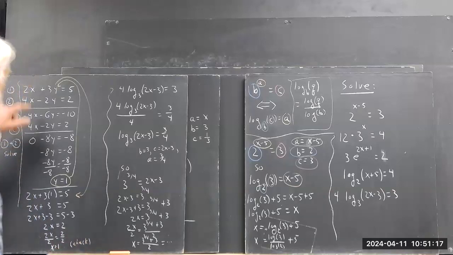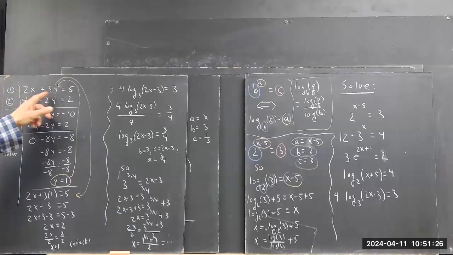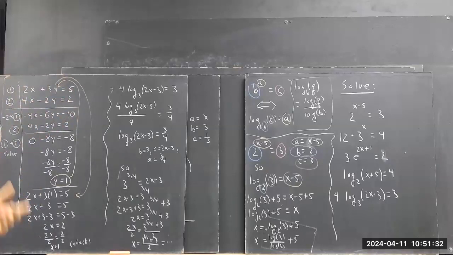Then we check that. We write these equations out with x equal 1 and y equal 1. Well, 2 times 1 is 2, 3 times 1 is 3. So 2 and 3 is 5. That works. And this is also going to work. We should write this up.